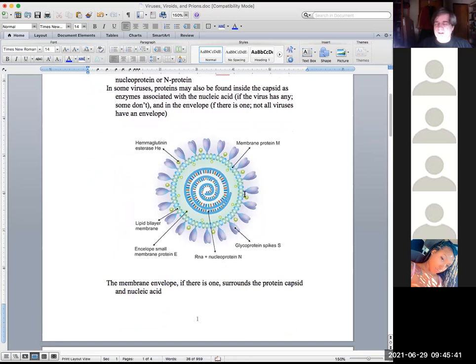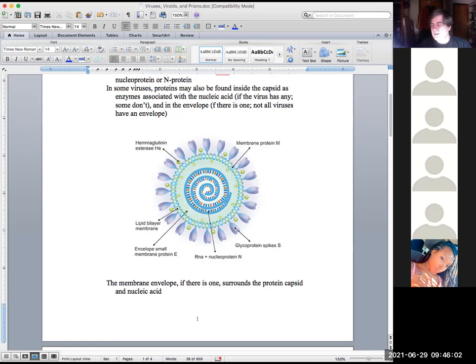So let's look first at a virus, and let's think about a virus that's been in the news a lot in the last year and a half or 2 years. Let's look at SARS-CoV-2. SARS-CoV-2 is actually the name of this virus. COVID-19 is the disease it causes.